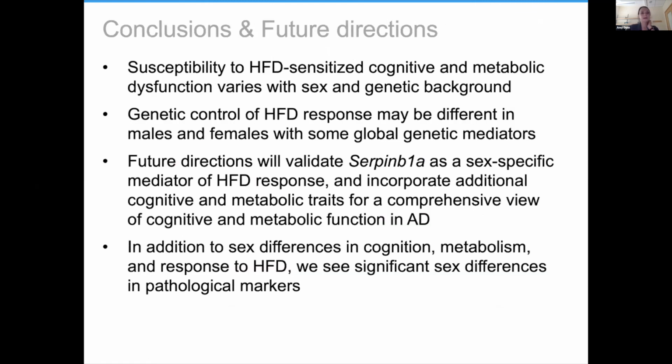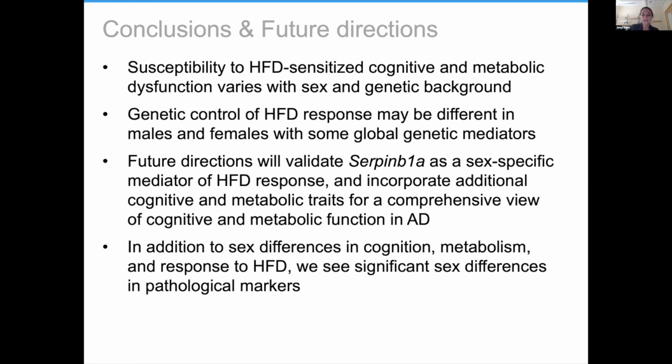So in conclusion, the susceptibility to high-fat diet detrimental effects, both cognitively and metabolically, varies with sex and genetic background. Genetic control of high-fat diet response may be different in males and females. And we're working to validate this serpin locus not only as a sex-specific GWAS hit in mice, but also as a potential sex-specific mediator of high-fat diet response.